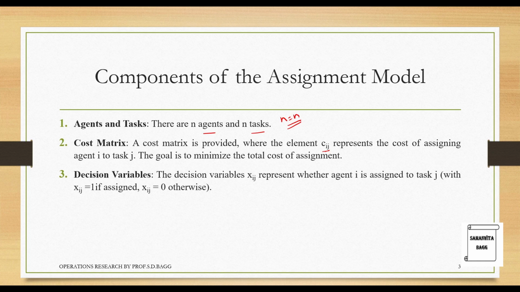Decision variables: the decision variables xij represent whether agent i is assigned to task j, with xij equal to 1 if assigned, which means the number of agents and the number of tasks are equal, and xij equal to 0 otherwise, which means i is not assigned to j. So it is possible that the number of agents is more and the tasks that you assign are fewer, or maybe the number of tasks is more and the number of workers is fewer.